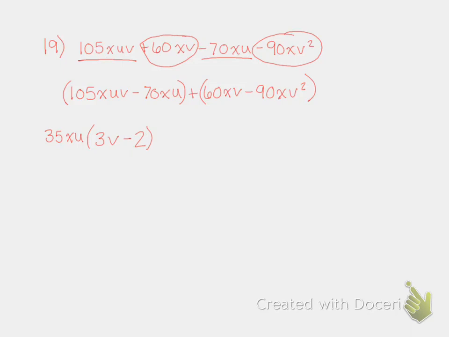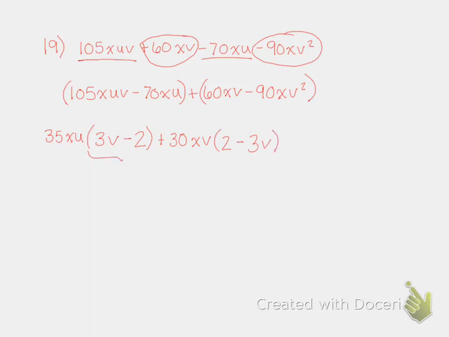Okay, so then let's look at the second group. Between 60 and 90, what's the greatest common factor? 30. And then variables, what can you factor out? You can take out an xv. So how many times does 30 go into 60? That's twice. No variables left over there. 30 goes into 90 3 times, and you have 1 v left over.